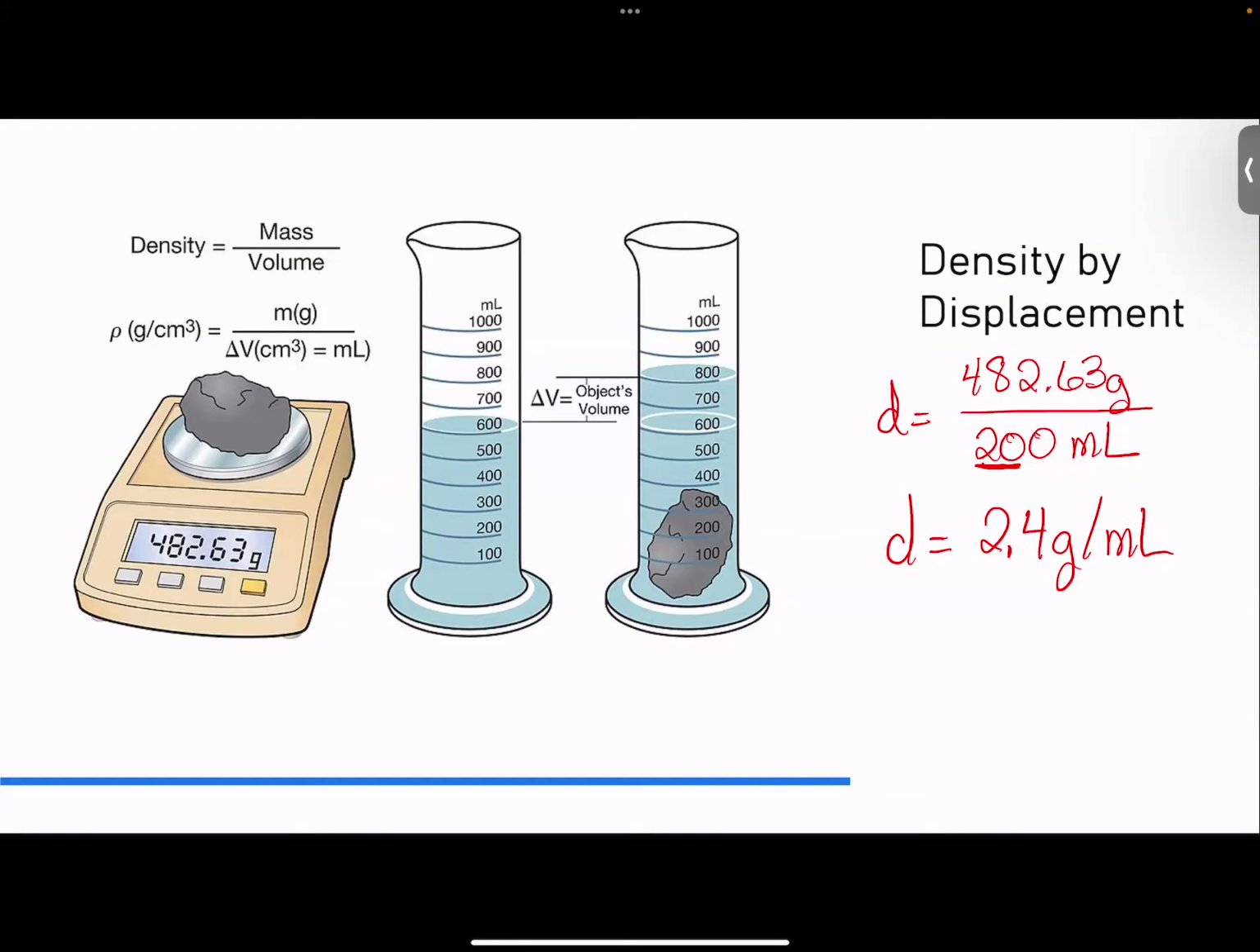The implied decimal rule is not associated with this 200 because it's a measurement. It wasn't a number I just gave you. It was a measurement that we took.